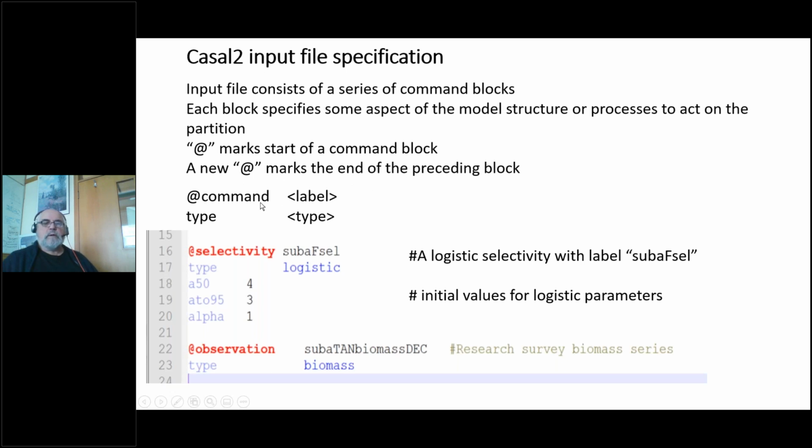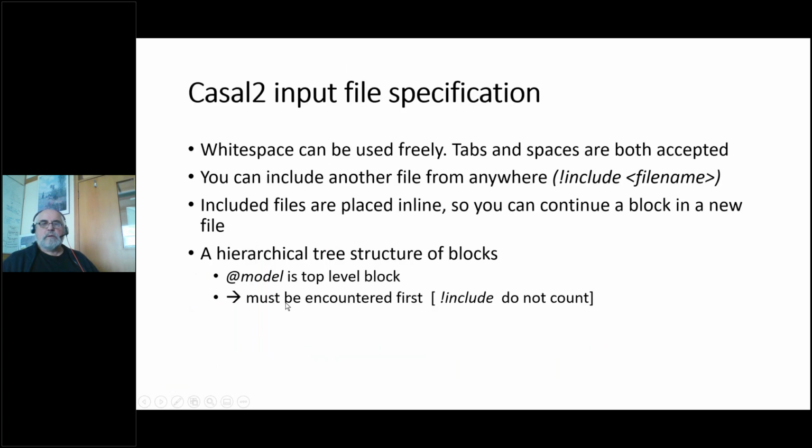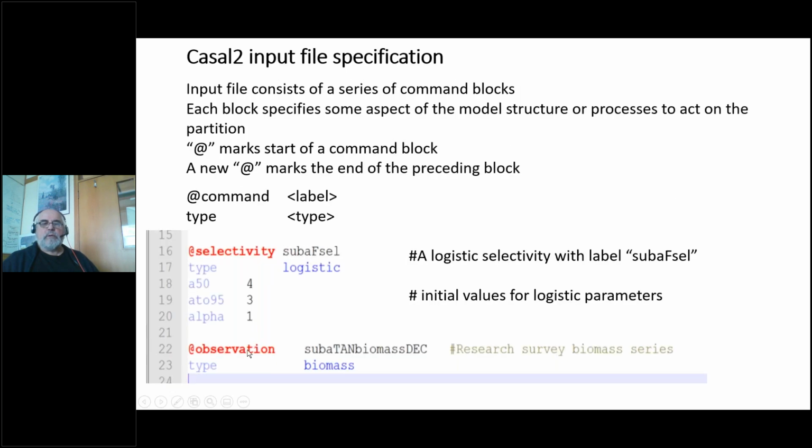You have a command and a label followed by a type. So here's a couple of examples. You've got an @selectivity. It's got a label, and it's a logistic selectivity, followed by the initial values for the logistic parameters. So that's A50, A_to95, and alpha, which is the cap. And here's another one with @observation. Again, it's got a label, and it's of type biomass.